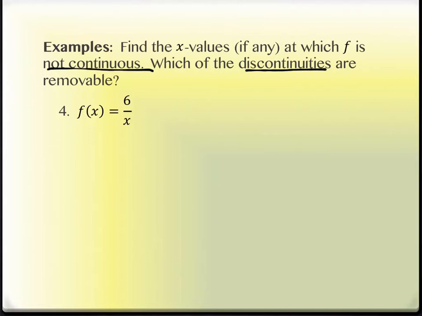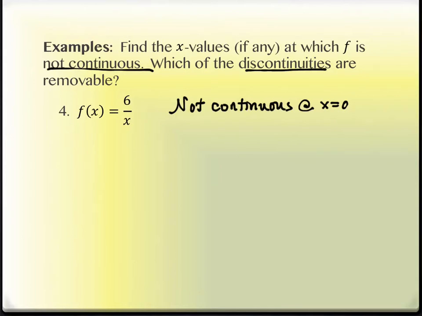And that's pretty clear on this one. Where is this denominator going to be 0? At what x value? At 0. So this is not continuous at x equals 0. And when we get to number 5, we'll have to do a little bit more work to figure out where it's not continuous. But this one, it's pretty clean. And then we're supposed to decide if it's possible to actually remove that discontinuity. So when is it possible to remove a discontinuity? Well, in particular, when things cancel out.